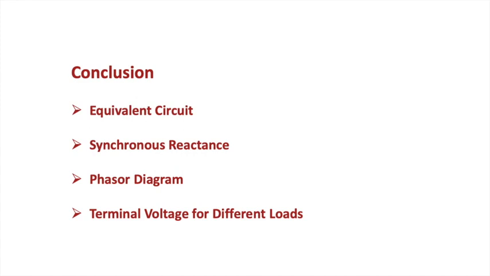So today we have considered the equivalent circuit of the alternator, the synchronous reactance by combining the leakage reactance and the armature reaction reactance, then the phasor diagram for the different types of load, and using that phasor diagram we have calculated the terminal voltage for different types of load, and finally we did some approximation to get a simpler equation. So thank you.